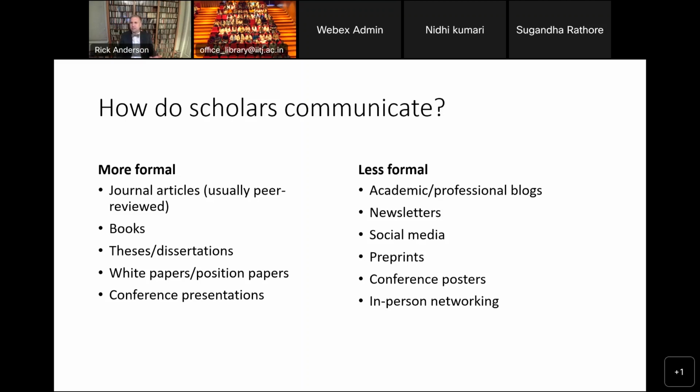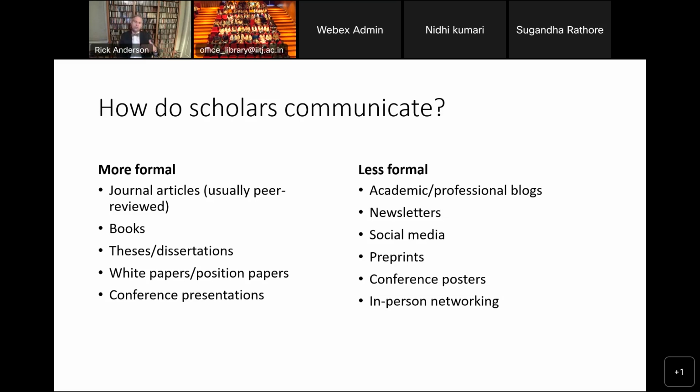Of course, societies often have newsletters, disciplines have newsletters that act as a forum for less formal discussion of disciplinary issues. And then there's the discussion that happens on social media, on LinkedIn or on Twitter or on threads, where scholars just sort of converse with each other online.